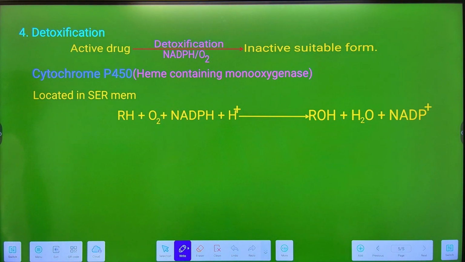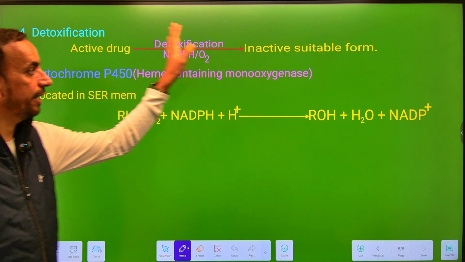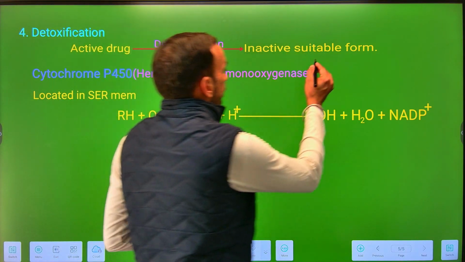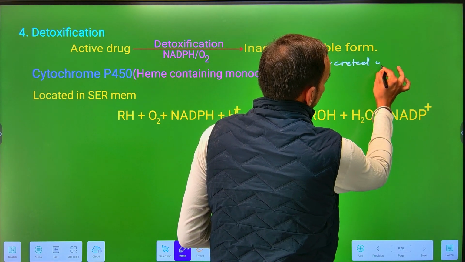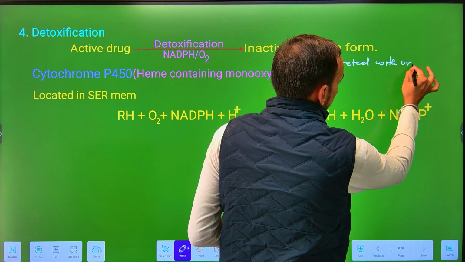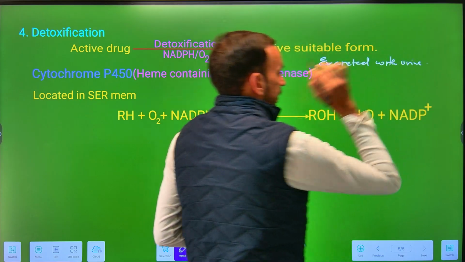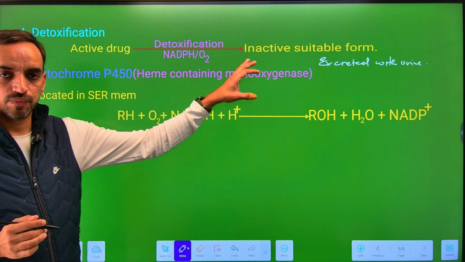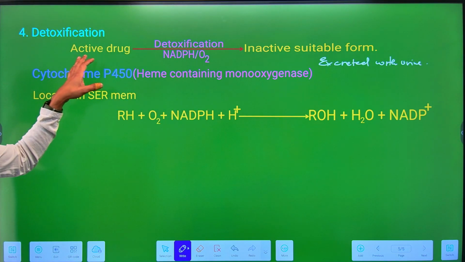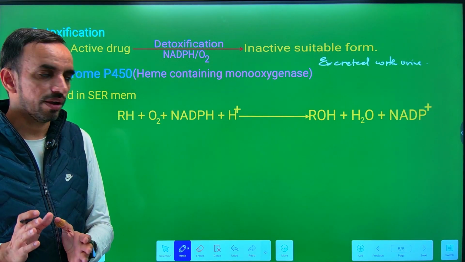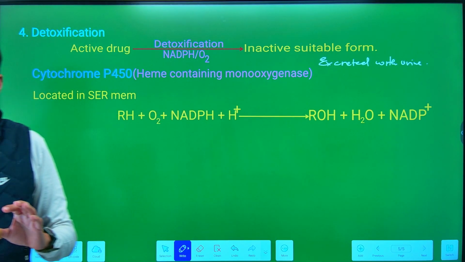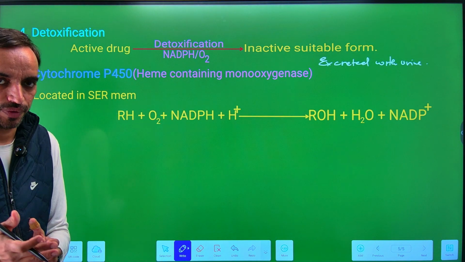The most important function of smooth endoplasmic reticulum is detoxification, that is, they have the ability to convert the active drug into an inactive, suitable form that can be excreted with urine. If the drug is in a non-soluble form, it is active, and if it is converted into a soluble form that can be excreted from our body, then the process is called detoxification.